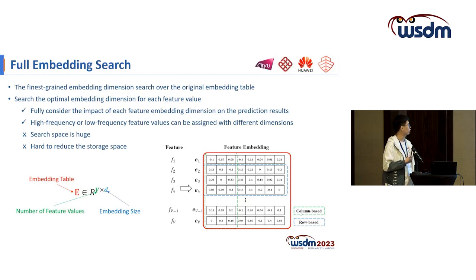However, the disadvantages are also obvious. The first one is that it will result in a huge search space, so it is hard to attain a satisfactory result. Besides, because the full embedding search method will result in embedding vectors with different dimensions, it is hard to reduce the storage space.